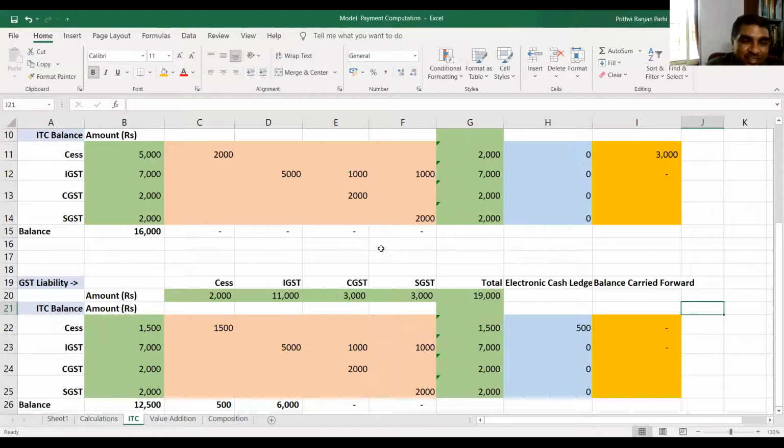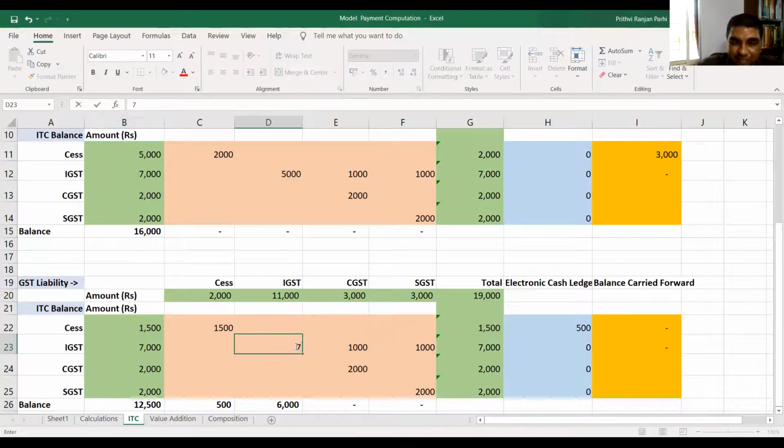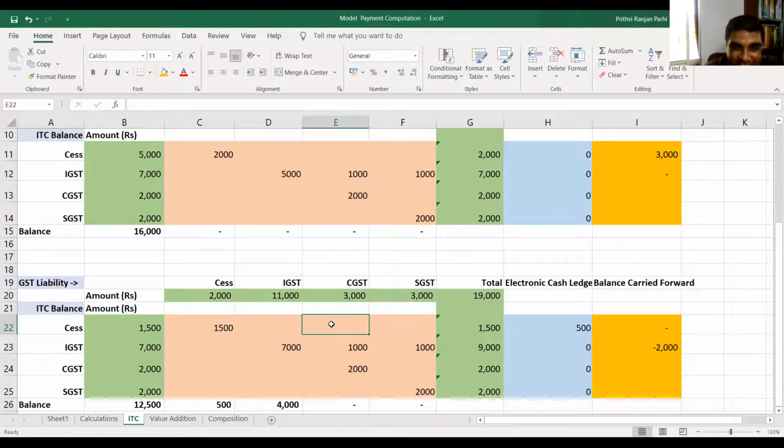Now, second thing you come. IGST has made it. The liability is how much? 11,000. But IGST credit is 7,000. Then what will you be doing? I'll be using 7,000 here. Is it not? Yes or no? Yes, sir. Yes. Now remaining, I have to pay another 4,000.